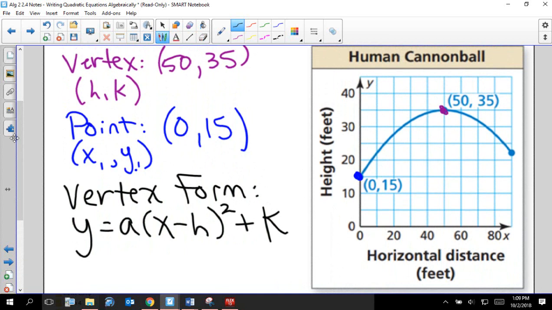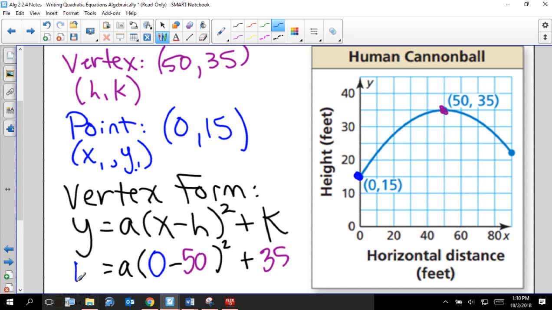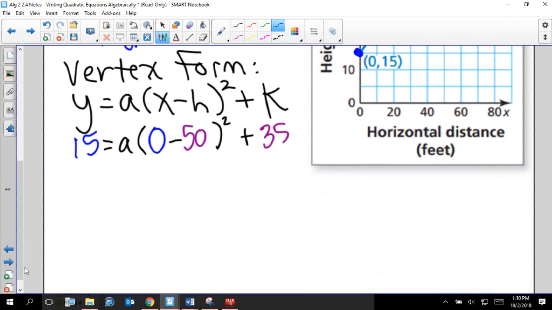Now what we're going to do is plug in the vertex and plug in the x and the y. Plugging in the information that I have. I'll even color code it so you can see the vertex down here is in purple. So the h is 50, the k is 35. The x is 0, the y is 15. So I put in the x, y, and I put in the vertex.